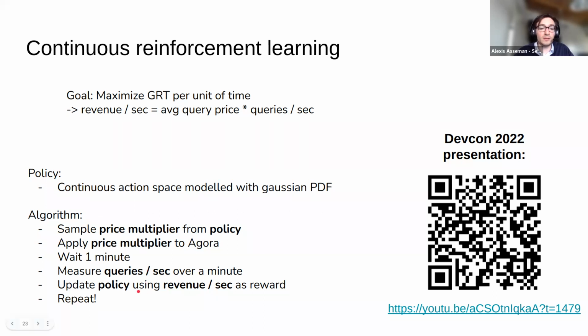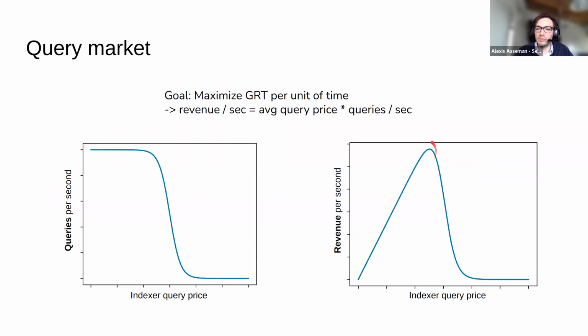And then we can update the policy using the optimizer, using the revenue per second as reward. And we just repeat, and that will continuously move that Gaussian to follow the optimal revenue rate, which is the peak here, right? So that peak, just to give you more context, will move around depending on how many indexers there are and how the consumers change their budgets, right? So we just want to follow this guy whenever it moves.